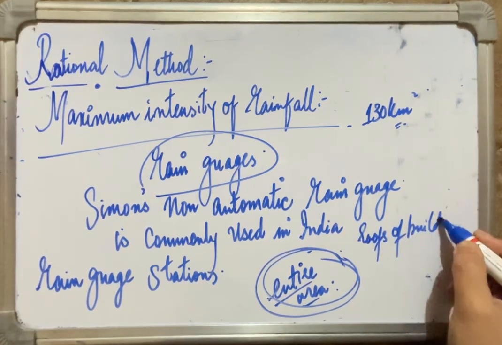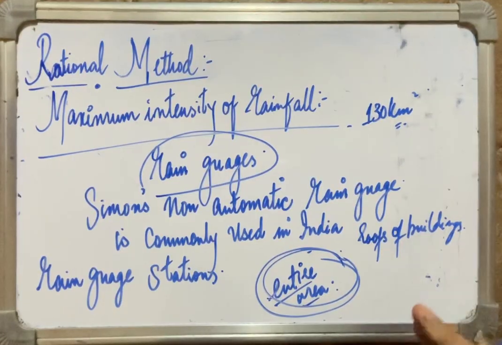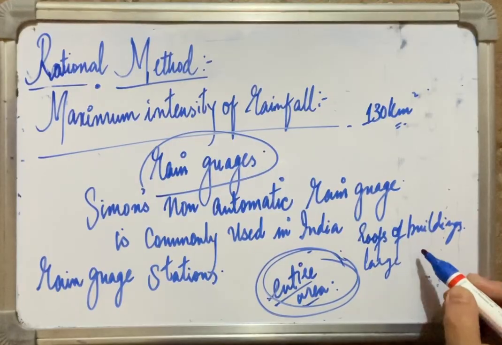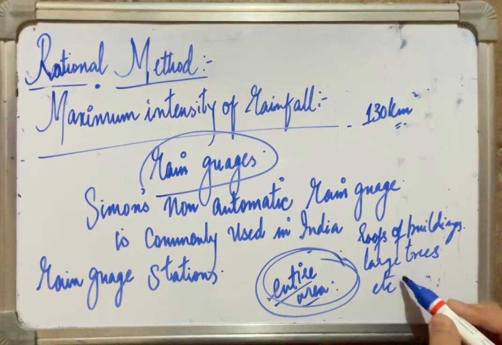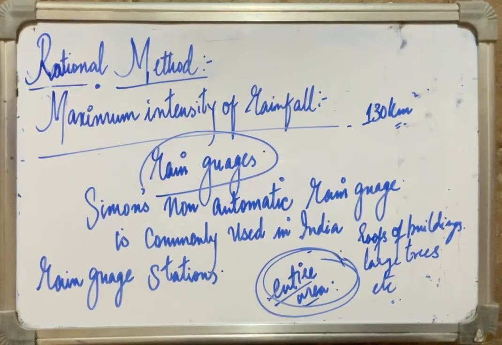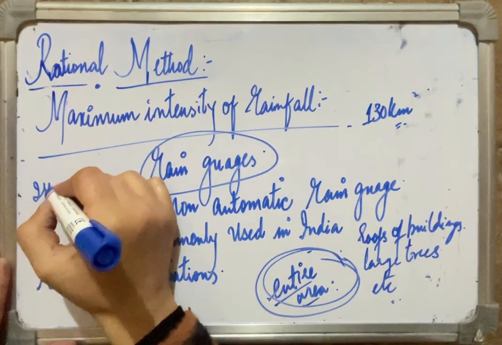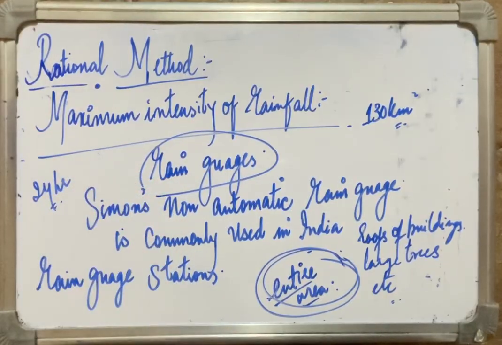Otherwise, we'll not get the true readings. They should not be obstructed by the roofs of the buildings, nor by the large trees or any other obstructions. All right. So by installing these rain gauges at particular rain gauge stations, the readings for record of daily rainfall are taken at an interval of 24 hours. And the monthly rainfall and yearly rainfall can then be worked out from the data of daily rainfall.